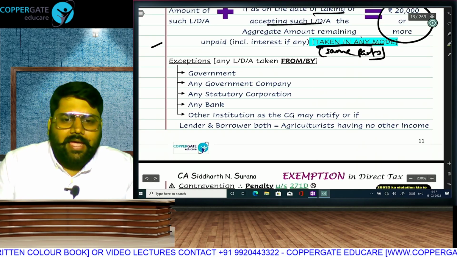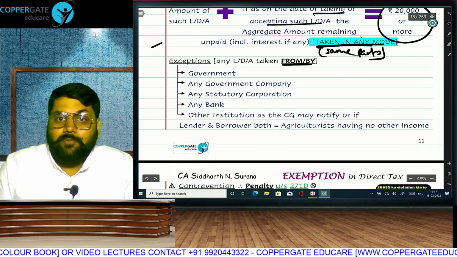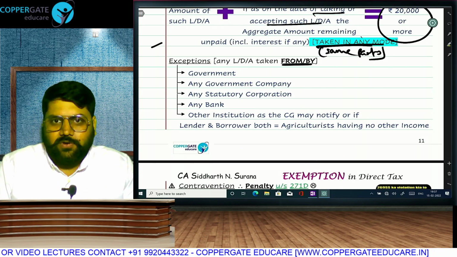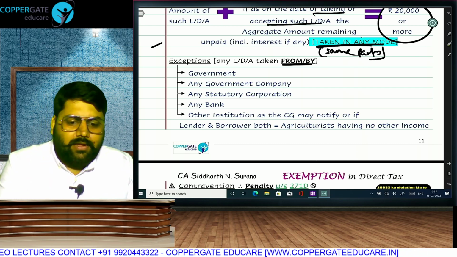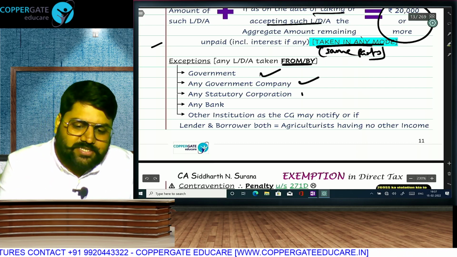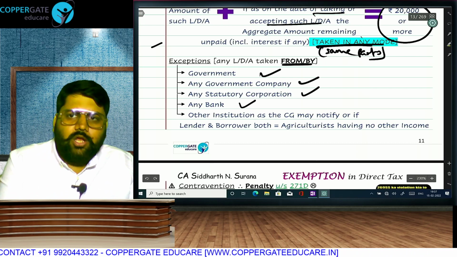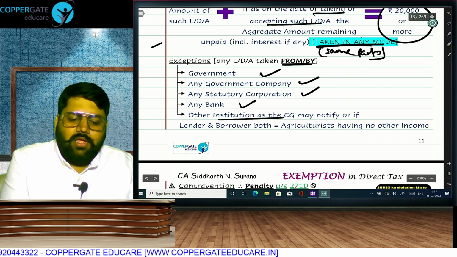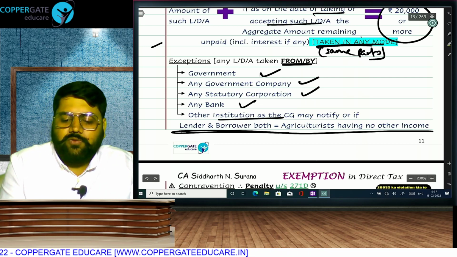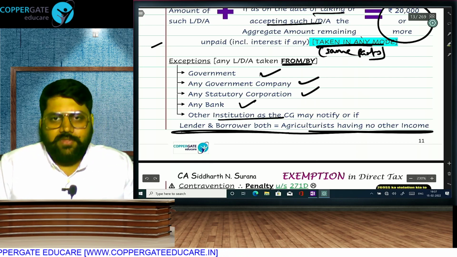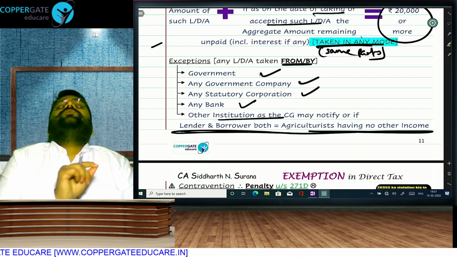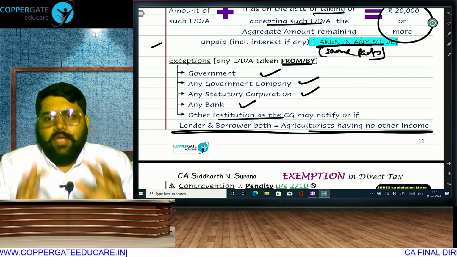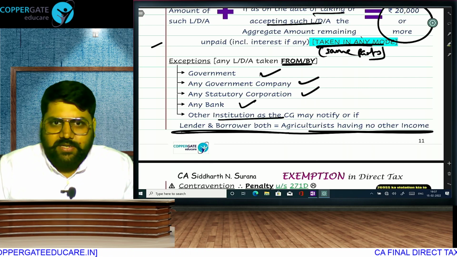Penalty we will discuss, but there are some cases where this section is not applicable. Any loan that is taken from the government or by the government. So you take from the government or the government takes from you. From or by the government, government company, statutory corporation like ICAI, loan taken from or by a bank, any other notified institution. If the lender and borrower are both farmers and they don't have any other income, then in these cases 269SS is not applicable.